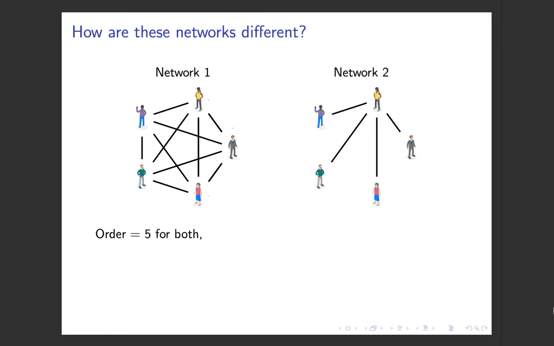You probably realize that both of these networks have the same number of nodes. In other words, the order of these networks is the same. In this case, our order is equal to 5. The main difference between these two networks is that they have different sizes. Remember, the size of our network simply counts up the number of edges. In network 1, we're going to have 10 edges, whereas in network 2, we have 4.